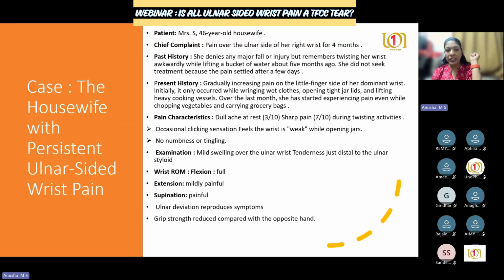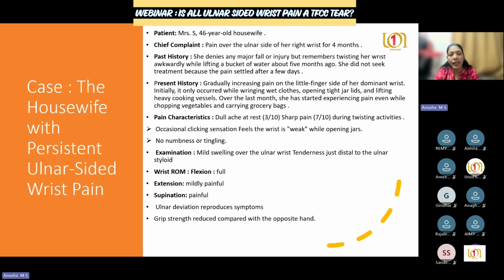So here's a case we can discuss today. It's a patient who came to the OPD, a 46-year-old housewife. Her major complaint was pain over the ulnar side of the wrist for the last 4 months. There is no history of fall or injury, no traumatic events. Her injury was caused by lifting a bucket of water, that was also 5 months ago. She did not take treatment at that time.